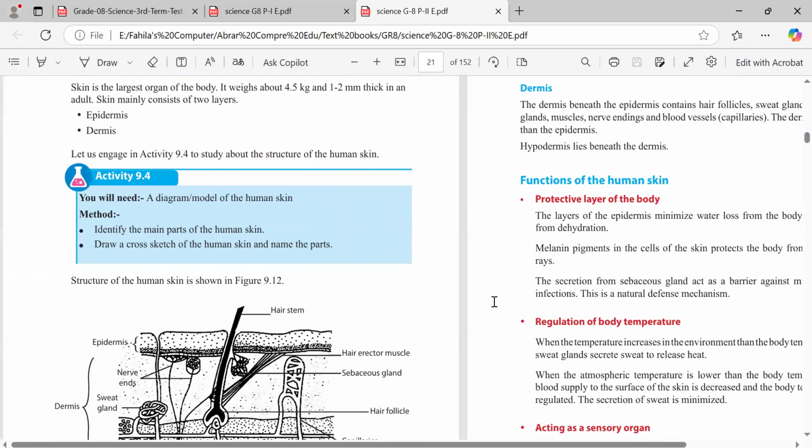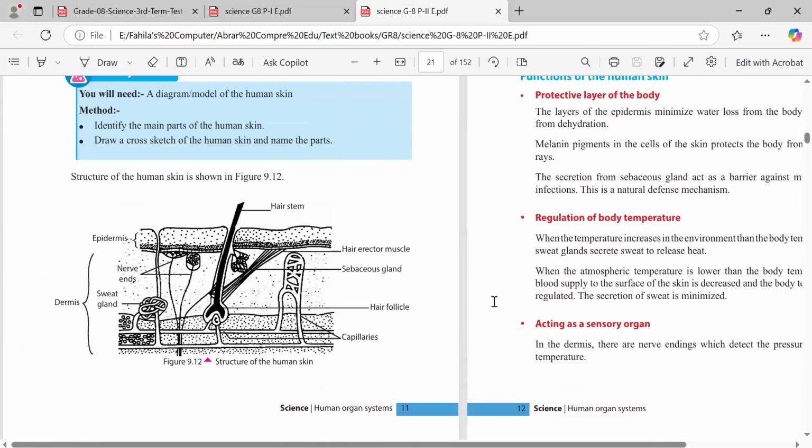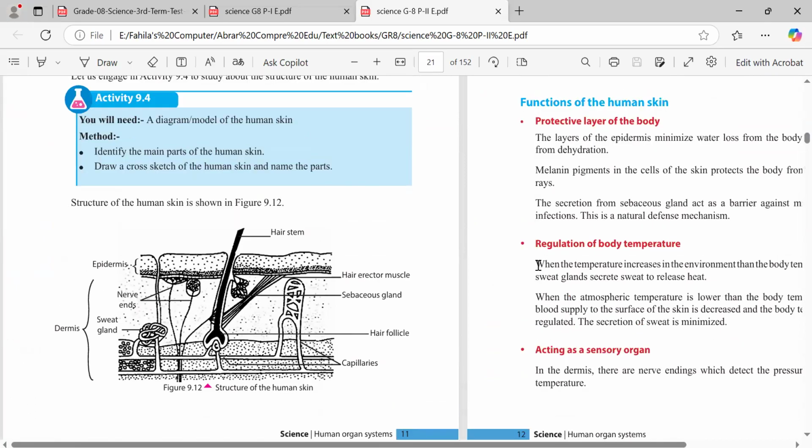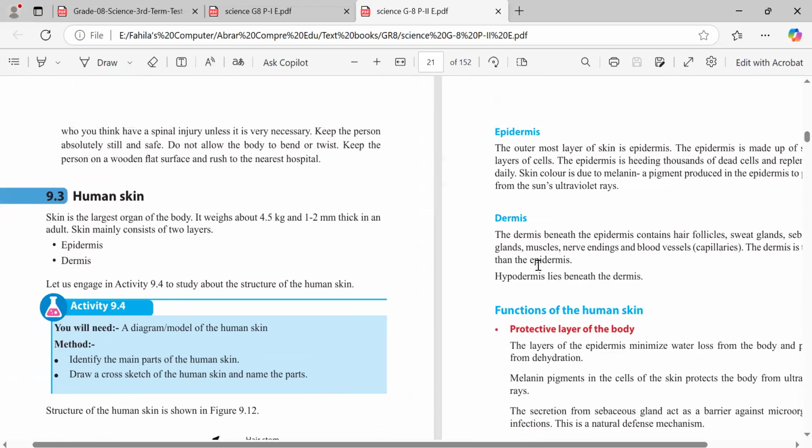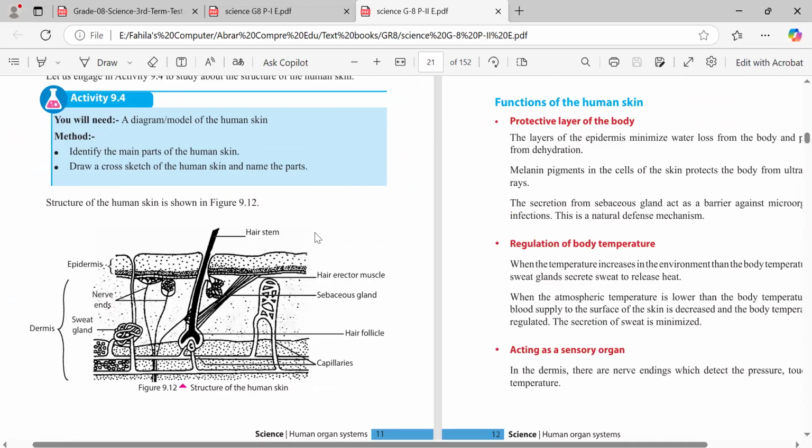And then the skin, after that, I'll be going straight to the questions, okay? So for the skin, all you have to know is that the functions are very important. Before that, you have two layers, epidermis and dermis. Can you see the top part? This is the epidermis, and then comes the dermis.